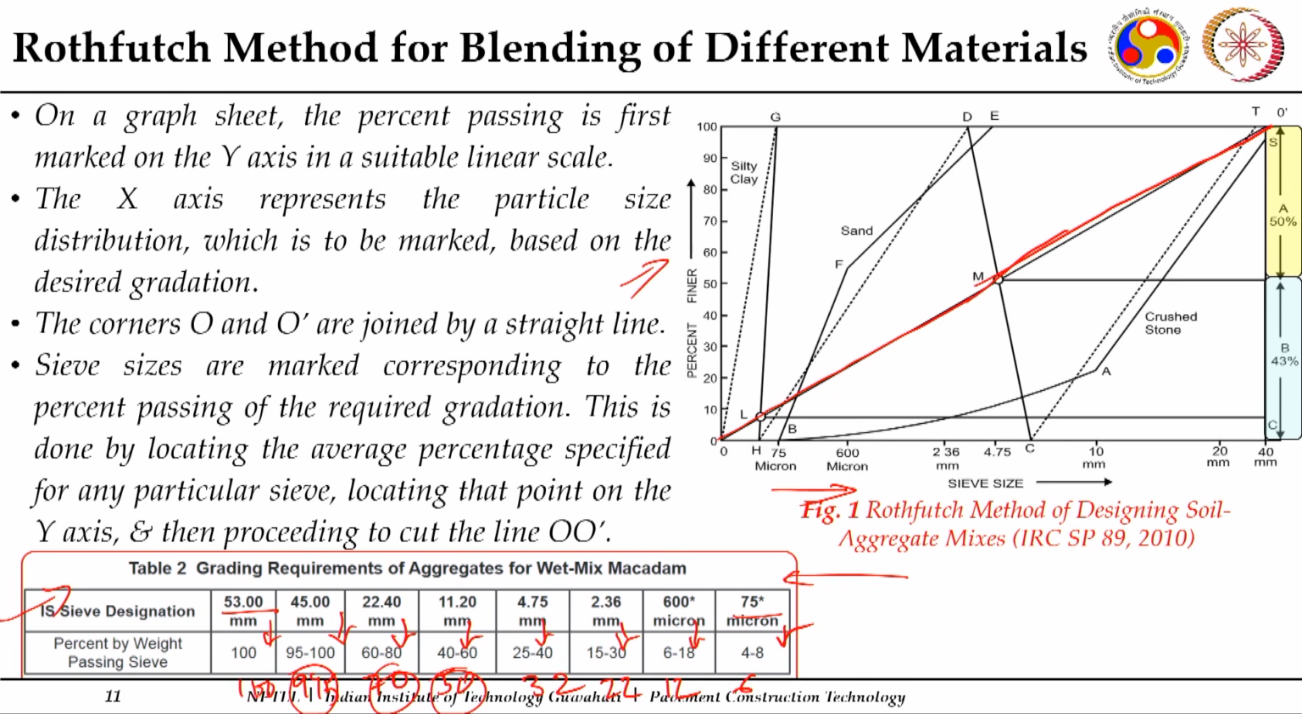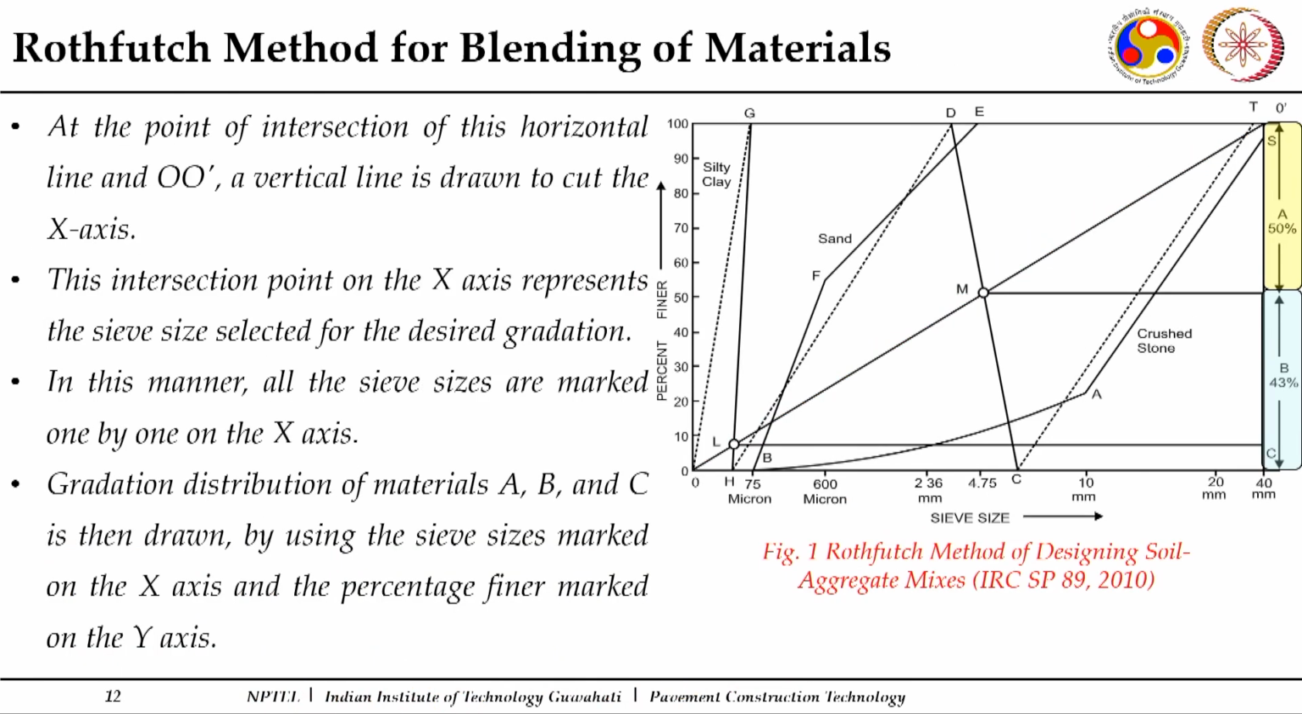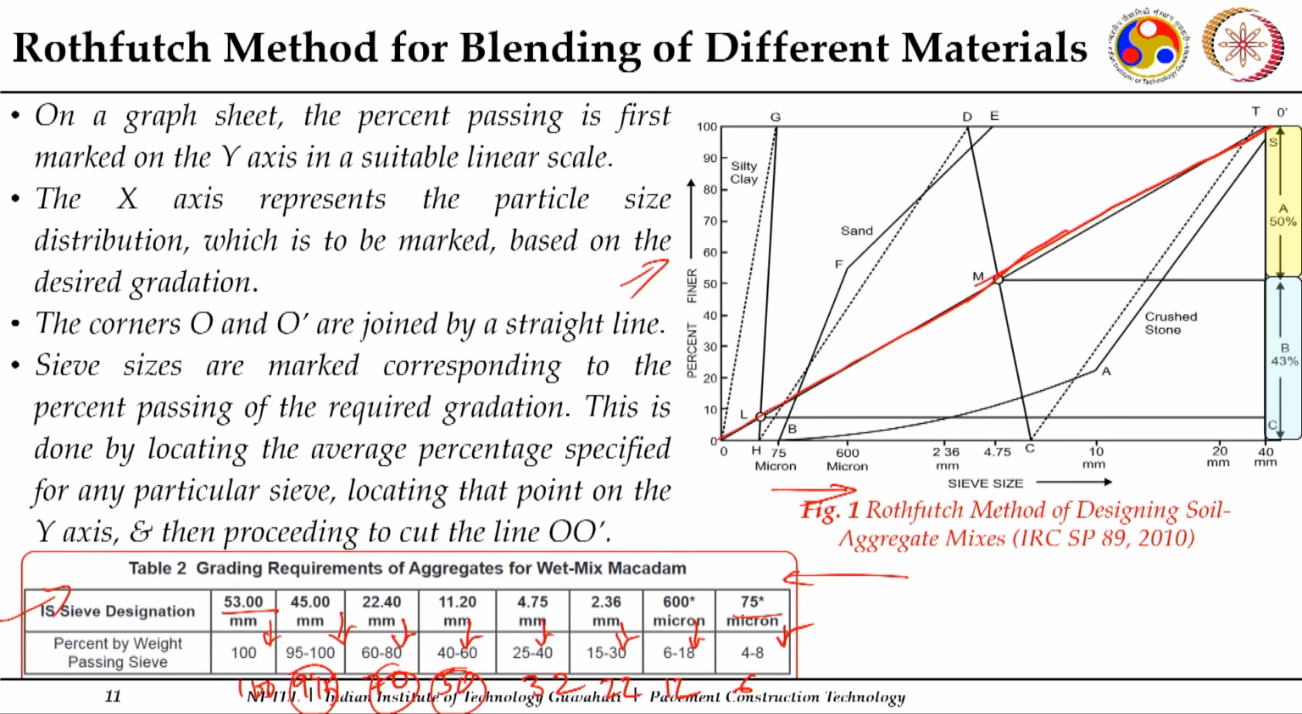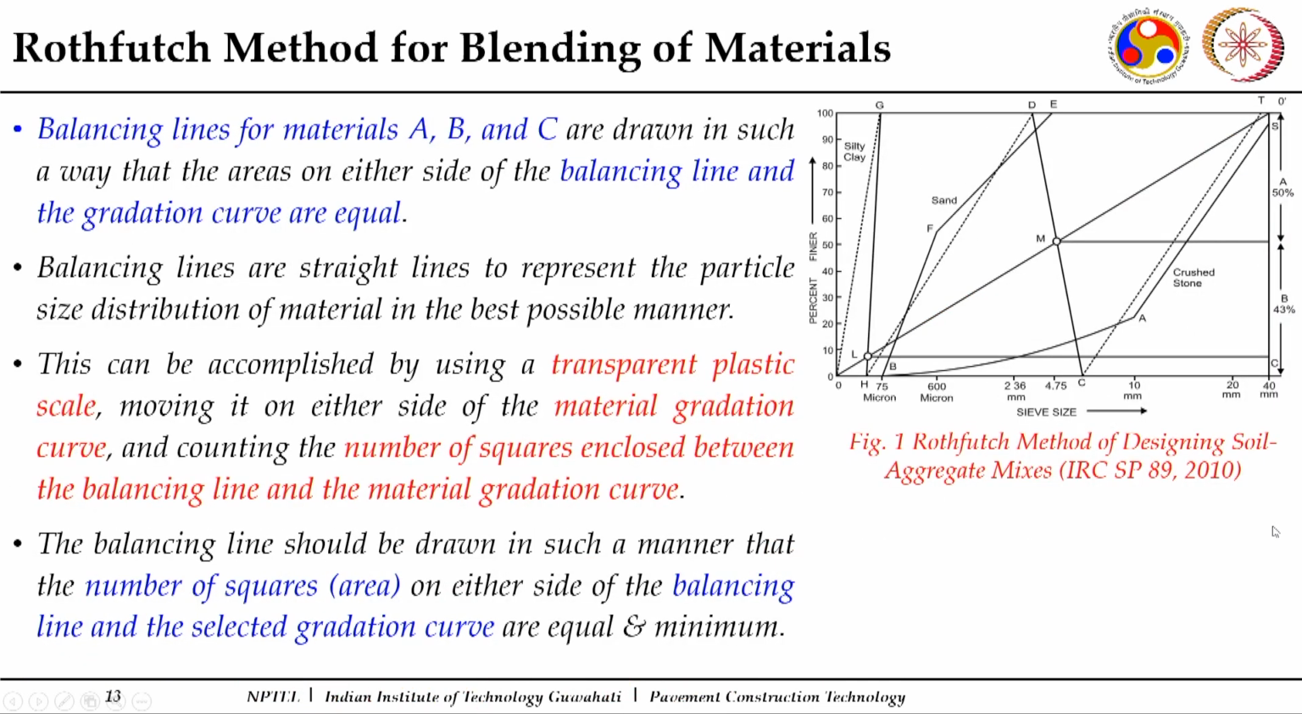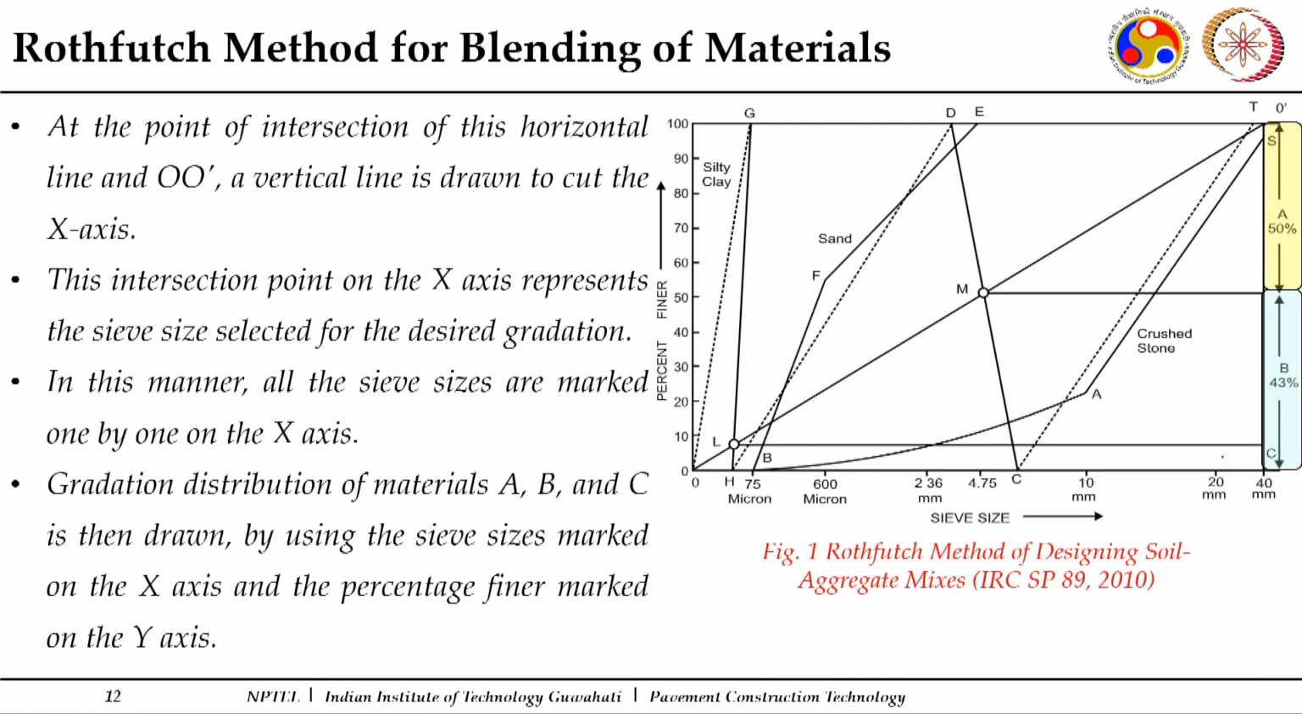So, I will show you one example. I have 100% here, I will mark this particular 100%, and this will become my sieve sizes over this one. This is my 100% passing. So, with respect to the percentage passing, using this diagonal line, I will mark the sieve sizes on my x axis.